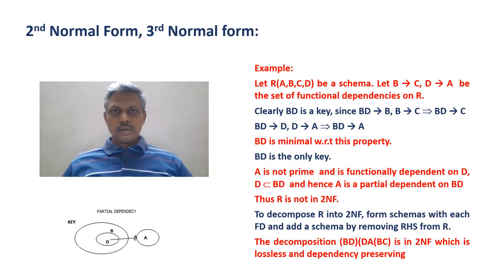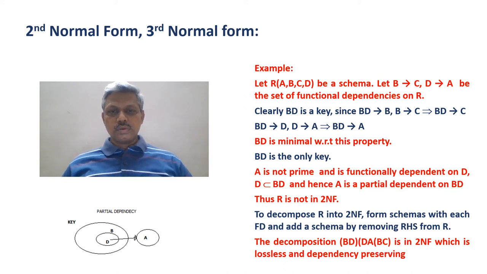Let R with ABCD, the four attributes, be a schema with the set of functional dependencies B then C and D then A. These are the functional dependencies defined on R. Now let us check whether the schema is in 2NF or not. To understand this, first we need to identify the keys.